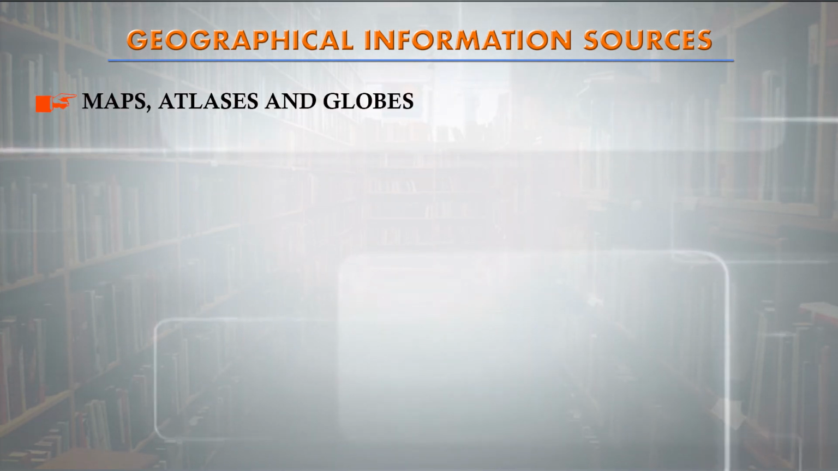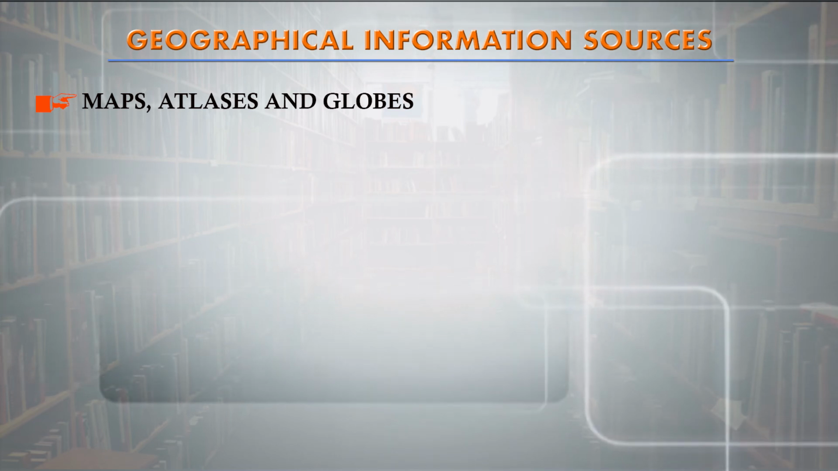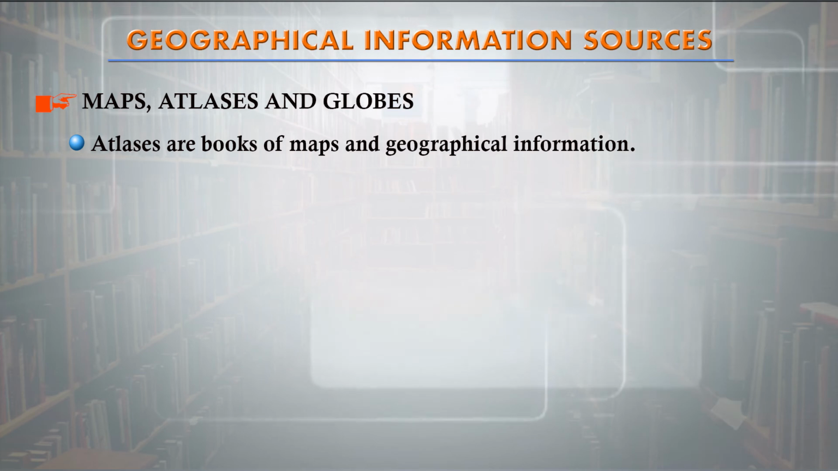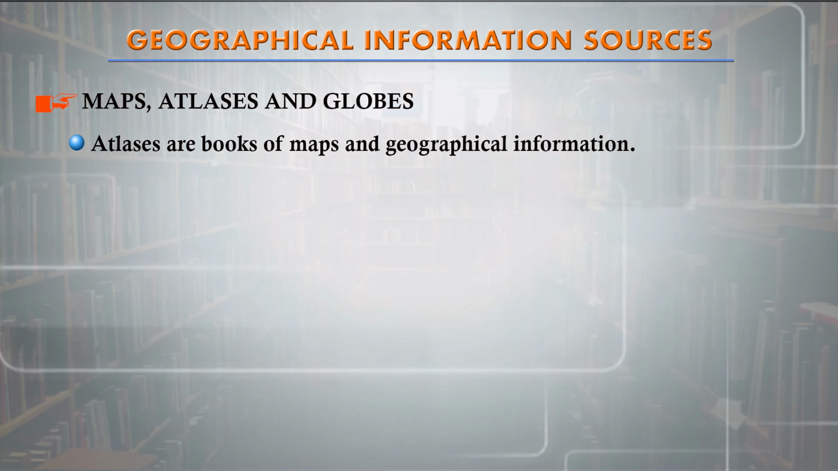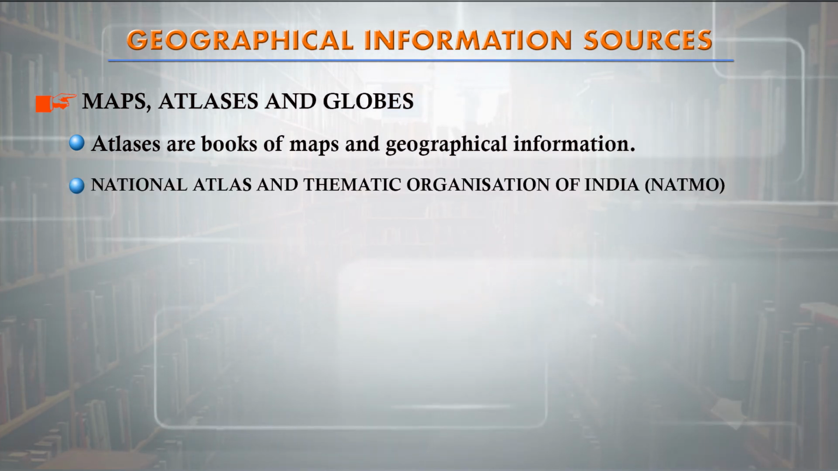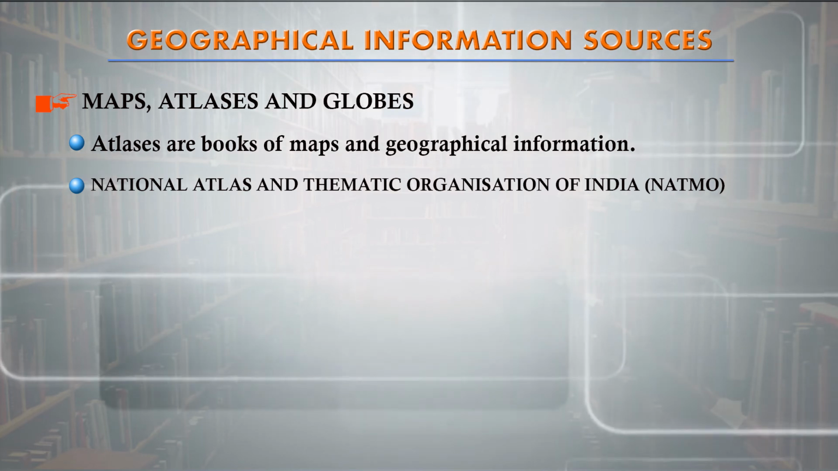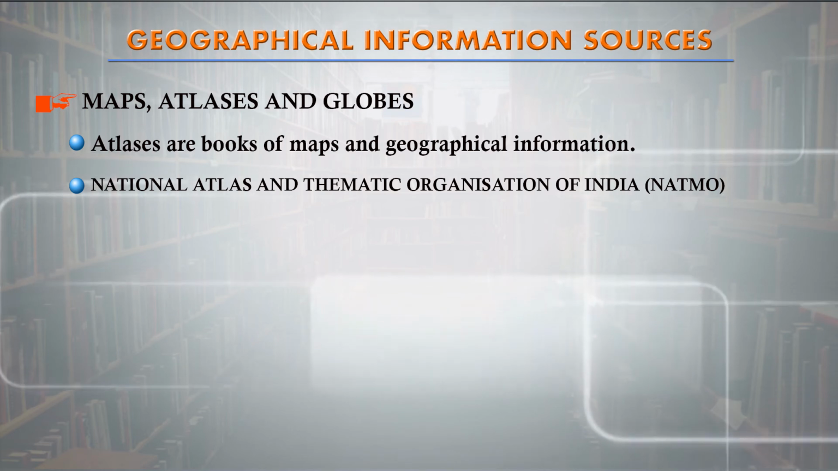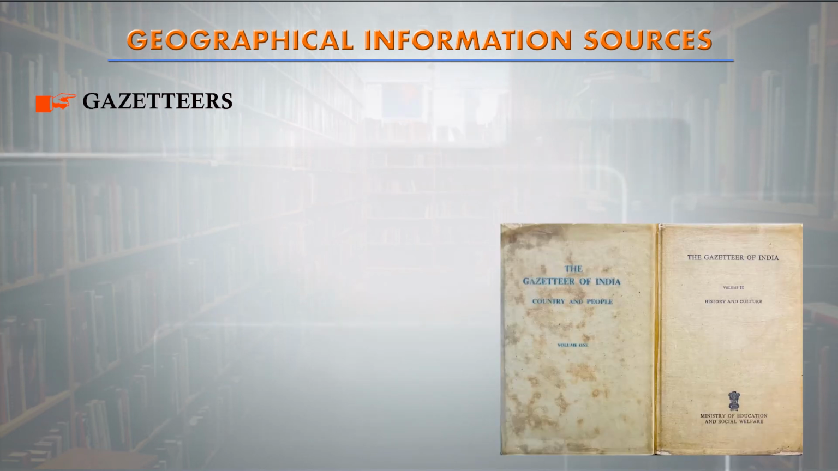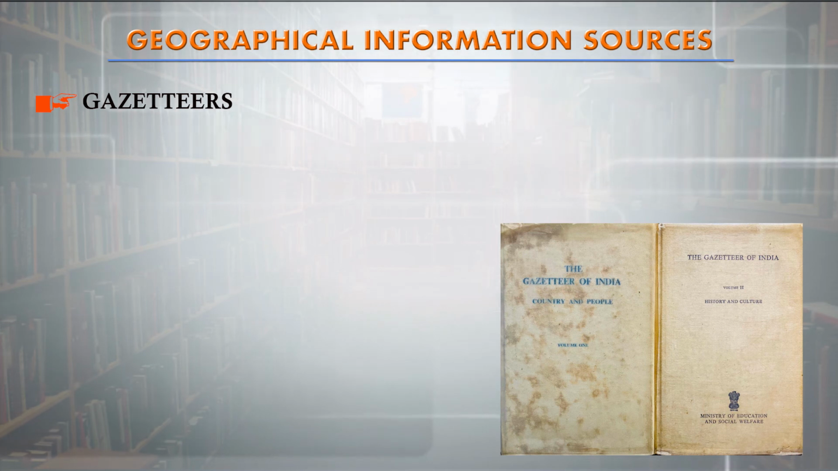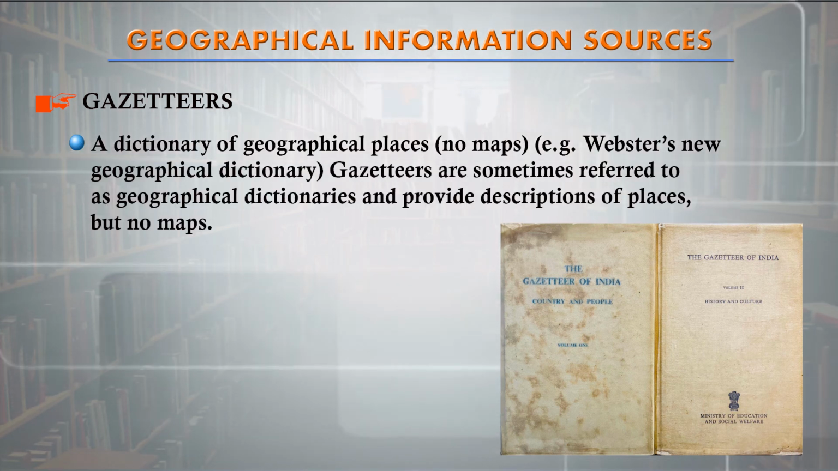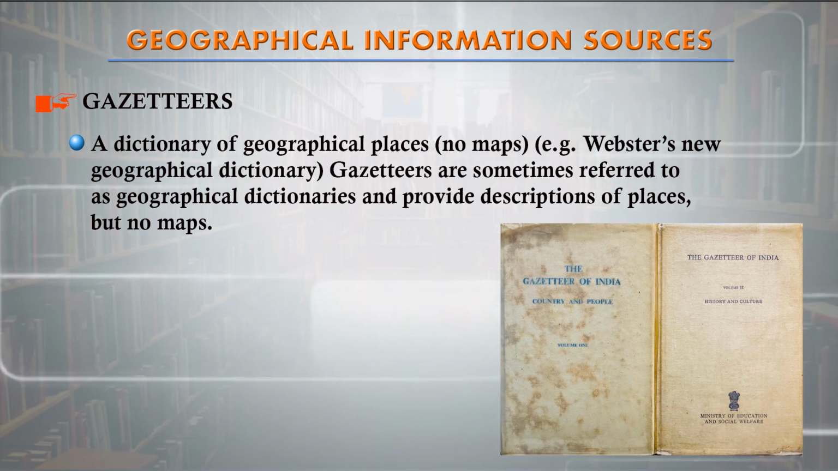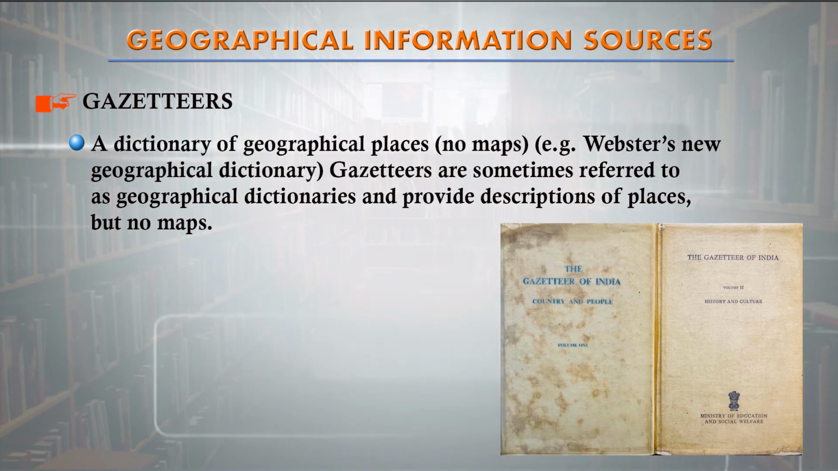Under this category, maps, atlases, globes, gazetteers and guidebooks are there. Atlases, as we know, are collections of maps and they provide geographical information. For example, National Atlas and Thematic Mapping Organisation of India, they are providing different types of atlases as far as India is concerned. Gazetteers are geographical dictionaries, dictionaries of geographical names where no maps are included. For example, Webster's New Geographical Dictionary.